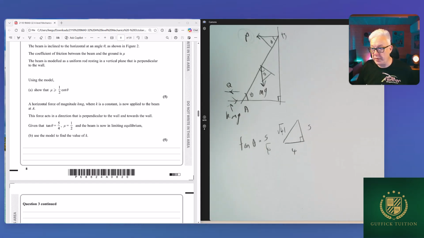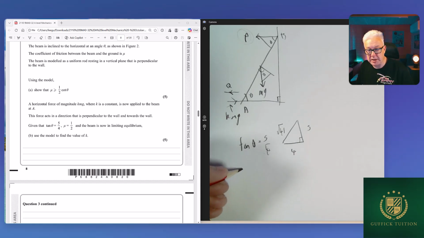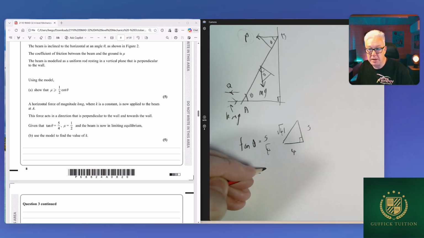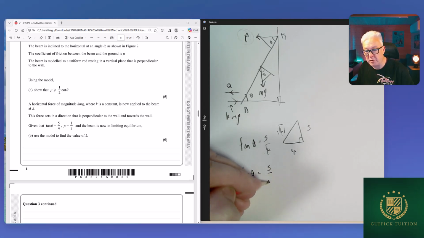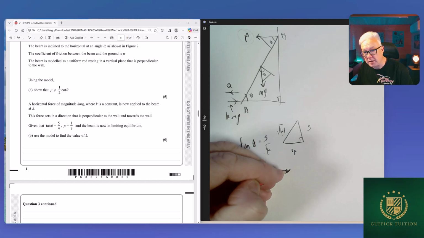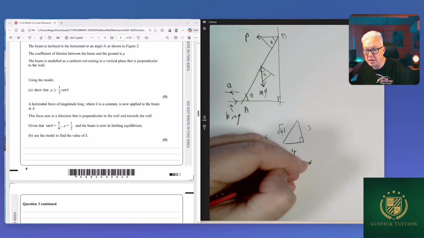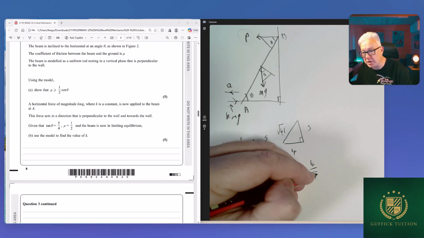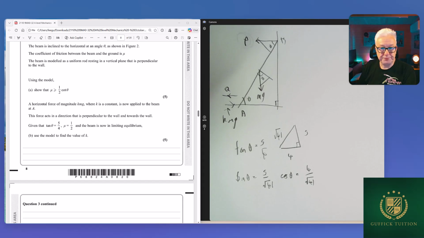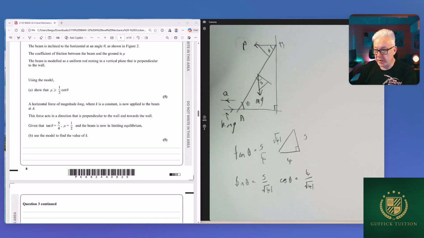Okay, that's fine. So what we can say is that we can find expressions now for our cosine and our sine, should we need them. I'm going to write down that sine theta is going to equal 5/√41, and cos theta, should we need it, is going to be 4/√41. Okay, that's fine. Now, what should we do?